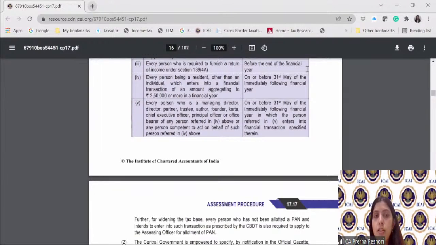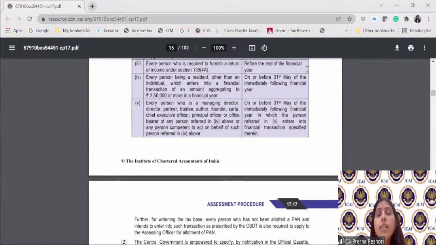Is that clear? If you are making payment for policies, prepaid payment instruments, or if you're taking any policies, then if the payment is in cash, more than rupees 50,000, the PAN will be required. So if you're taking a life insurance policy, more than rupees 50,000, the PAN will be required.